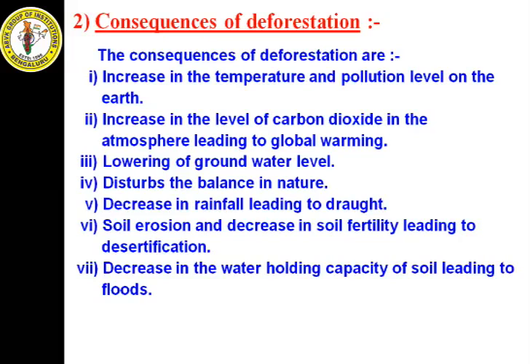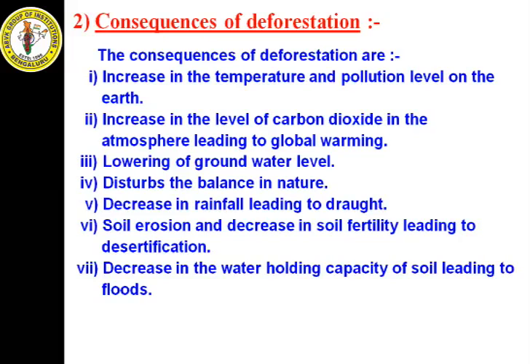Why? If you grow more and more trees, the roots will hold the soil. If there are no trees, then there will be no one to hold the soil. So what happens? If rainwater is flowing on the ground, the top layer also will get eroded along with the water. So this will lead you to soil erosion.